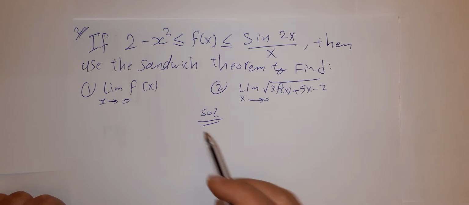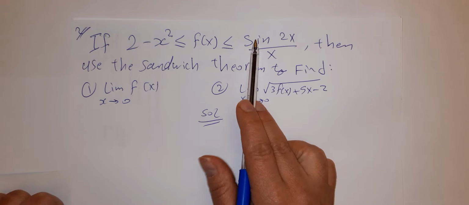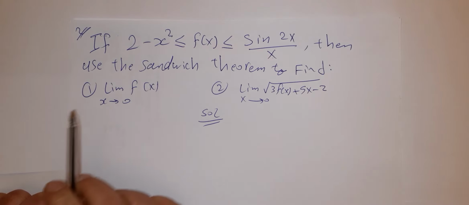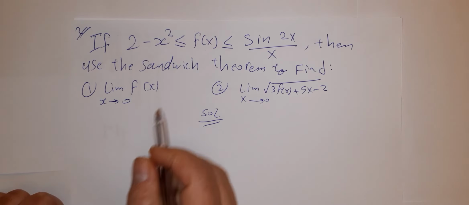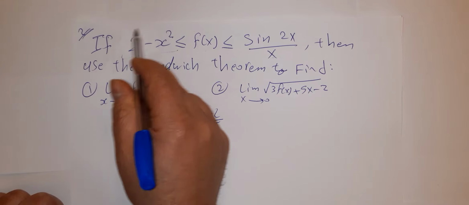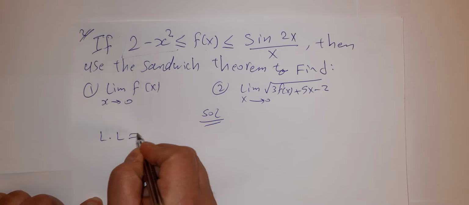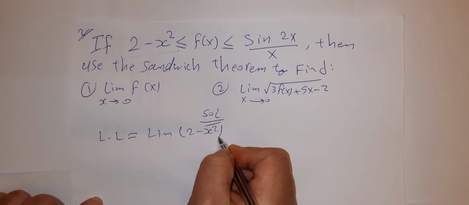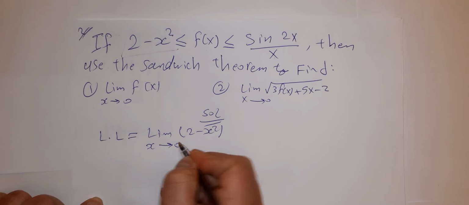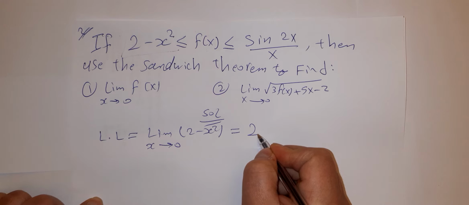Example number 2: we have f of x lies between 2 minus x squared and sine 2x over x. We will use the sandwich theorem to find limit f of x. So, as usual, we have to find the left limit, the limit of 2 minus x squared when x tends to 0. Substitute here x equals 0, so the final answer is 2.